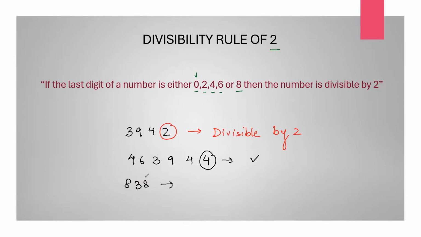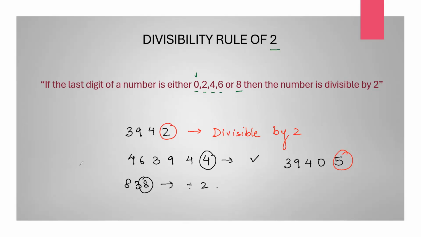838. Here the last digit is 8, hence this is also divisible by 2. Now if we take 39405, over here the last digit is 5, hence it will not be divisible by 2.